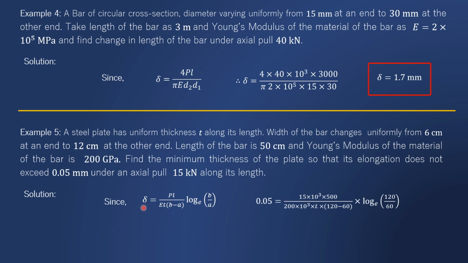So elongation delta is 0.05 millimeters, and we want to find thickness T. When you substitute the values, take care of units. And this is how you have found out the answer. This is the required thickness, minimum thickness required. Elongation must not exceed 0.05 millimeters, and for that, the minimum thickness required is T equal to 8.665 millimeters.